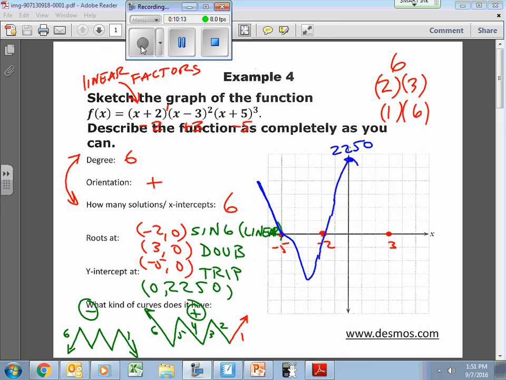Once you cross over, we come back down to that 3. 3 is a double. Doubles are popular, singles are popular. So definitely know how to do a double, definitely know how to do a triple. A double, it bounces off of it. And now it's heading back up.